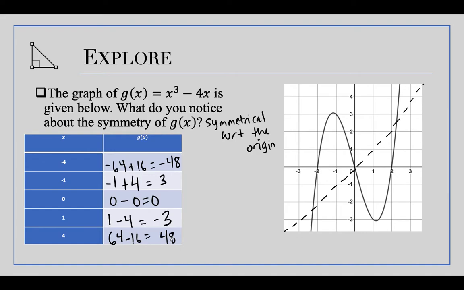So what do you notice this time about the table values? If you said, well, I'm kind of seeing a similar pattern to the other one, except instead of producing the same value, we are producing the negative version, you are correct. So essentially what that would mean is that g of negative x produces the negative version of your positive x value.